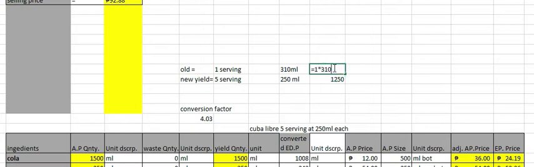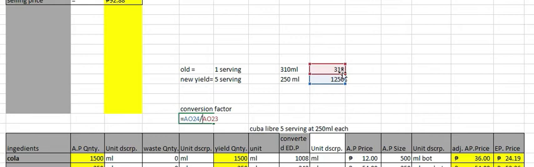Next is to multiply. Multiply your number of servings with your unit description or your edible portion quantity. The same process with your new yield: you are going to multiply 5 servings with your 250 ideal measurement per serving. So to get the conversion factor, you are going to divide your new yield with your old yield. Again, divide your new yield with your old yield.